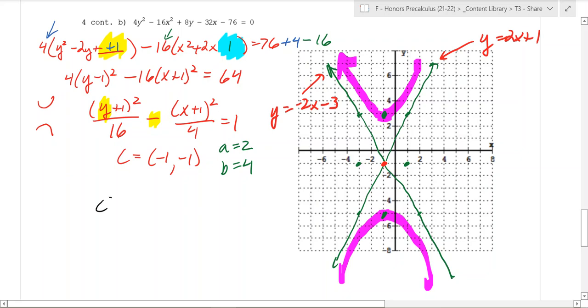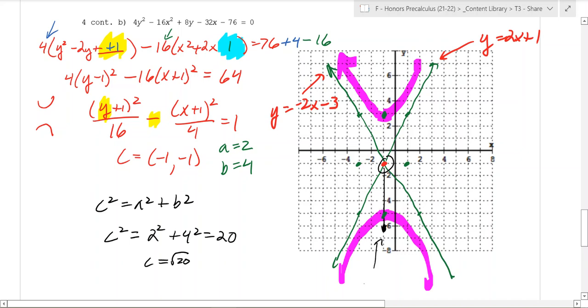Well, you know that c squared is equal to a squared plus b squared. So therefore, c squared, where's our a? A is going to be equal to 2, and b is equal to 4. So this is 20, so c is equal to the square root of 20. So what that means is you go down from the center the square root of 20. 4 squared is 16, so it's like 4 and something, so it's right about here. So there's your first focus right there.